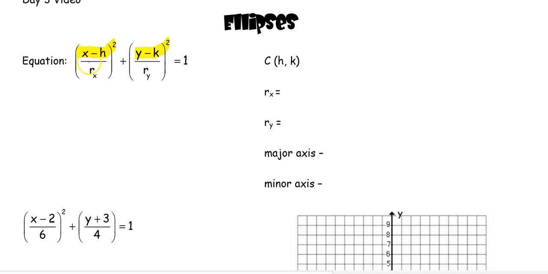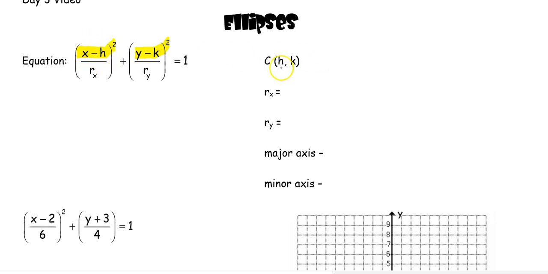The difference is on the bottom we have an r of x and an r of y. If you remember what r stands for, it's the radius. So that's the radius for the x and the radius for the y, instead of being set equal to r squared. So in a circle, it was set equal to what the radius was. We have different radii, so our equation is set equal to 1, not the radii. So now we have the center. It's the same as the circle.